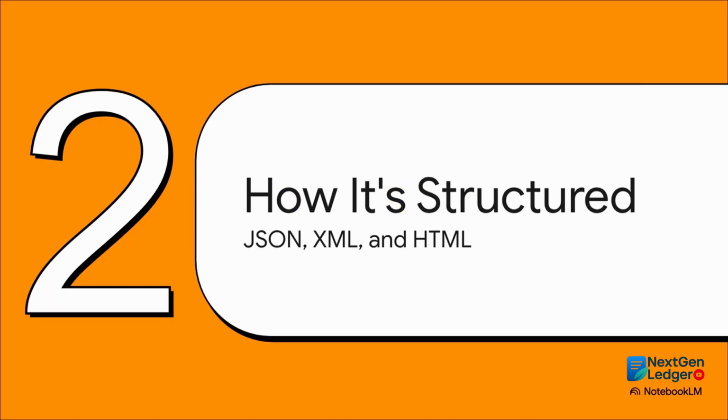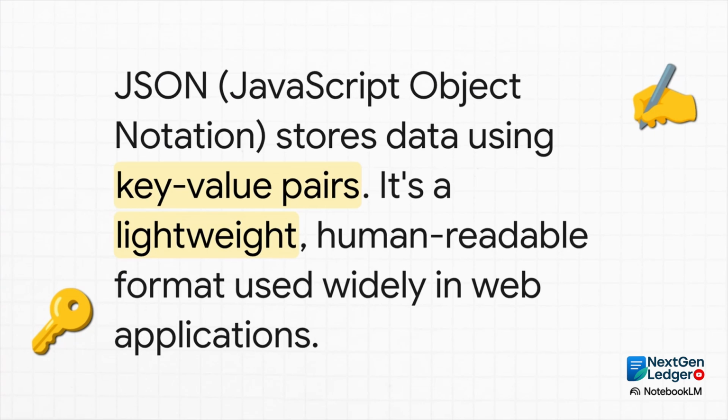So, how does this actually work in the real world? This isn't just some abstract idea, it's built using some really common languages and formats. Let's take a look at the three big ones that make all this organizational magic happen. First up, we have JSON. You'll find this stuff all over the web. Its entire system is built on one simple but really powerful idea: key-value pairs. The key is basically the label, and the value is, well, the actual data.